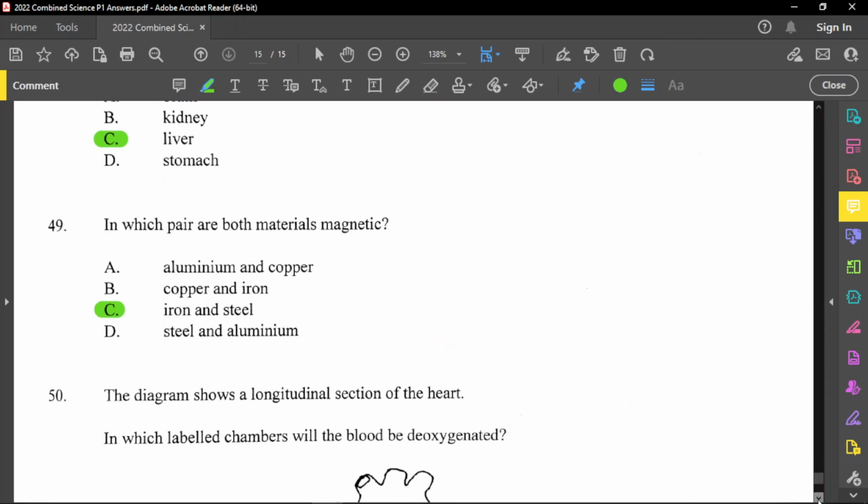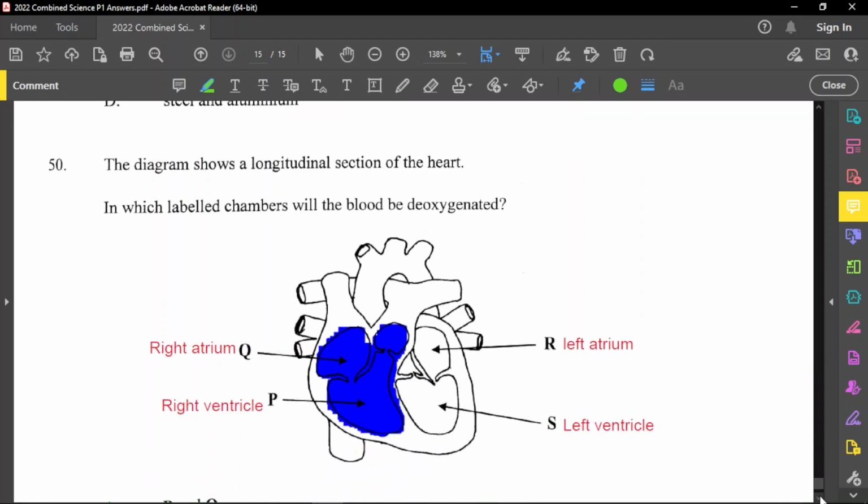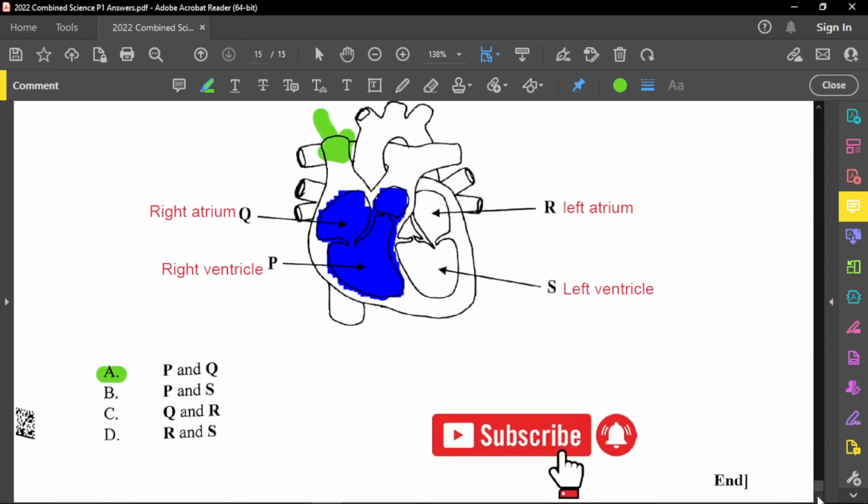For the last question, the question here reads that the diagram shows a longitudinal section of the heart. In which labeled chambers will the blood be deoxygenated? And I shaded the chambers right here, which will be on the right side. Remember, if you look at the heart, your left hand is pointed to the right side, your right hand is pointed to the left side. And so on the left side and the right side here, blood comes from the body by the vena cava, which is through here. So this is the vena cava, and it carries deoxygenated blood from the body into the heart. So therefore, P and Q are the chambers that have deoxygenated blood.